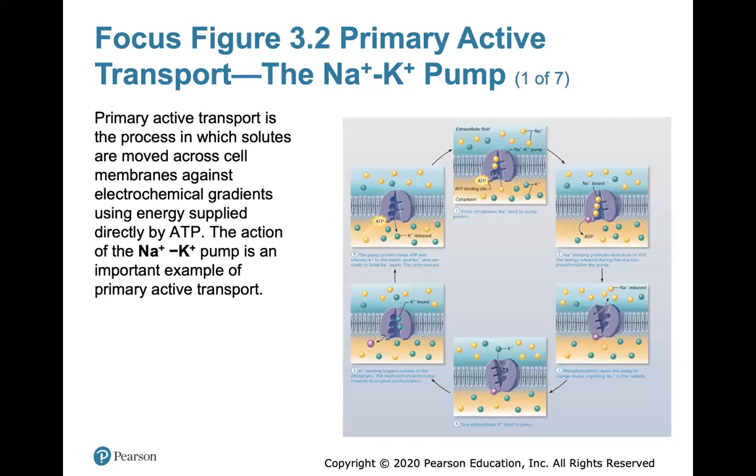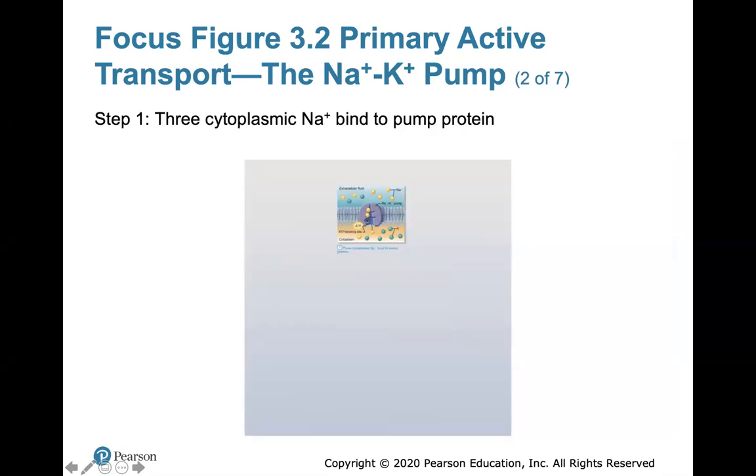So here's a look at primary active transport, the sodium potassium pump. You can read through this on your own, but basically what it's doing, you can see the 2 potassium coming into the cell and the 3 sodium going out of the cell. And we'll learn a lot more about this when we get to the nervous system.